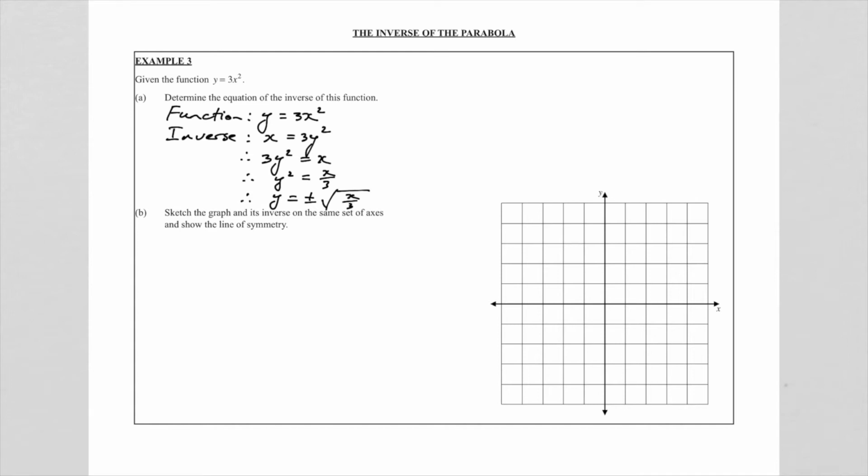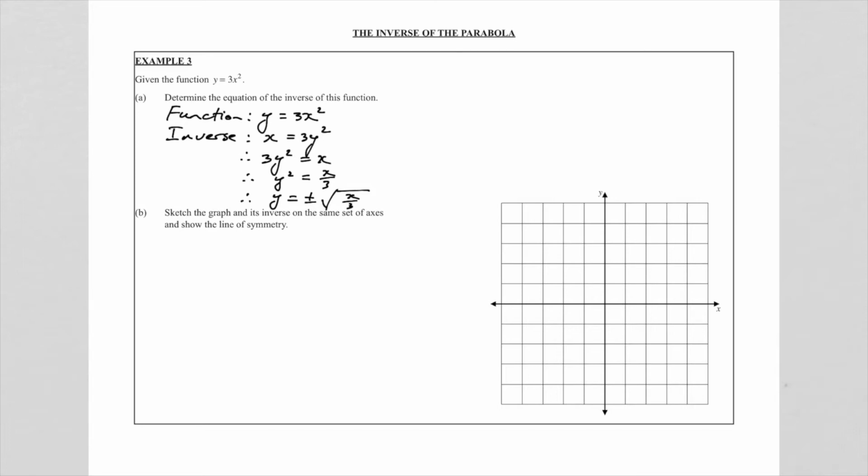Let's look at the second part of this question. They say that we need to sketch this function, this parabola, as well as the inverse on the same set of axes. We also need to show the line of symmetry like we did. You remember that the line of symmetry is the line y equals x. So let's just do that quickly.